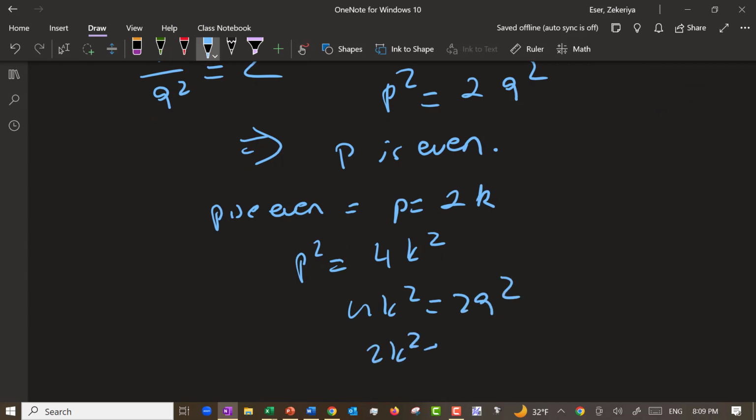Or 2 times K squared equals Q squared. That means Q is even. Well, if they are both even, that means I can reduce that further. 2 over 4 is equal to 1 over 2. But I assumed that it is irreducible. That's absurd. That means, assuming that statement is not correct, we reach something absurd, hence it must be correct.